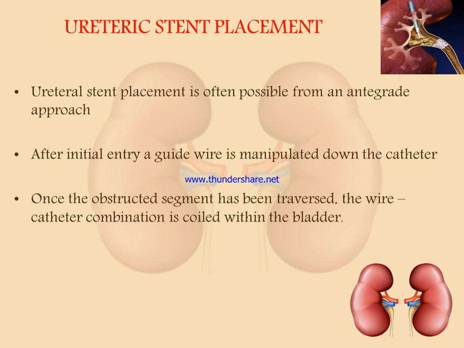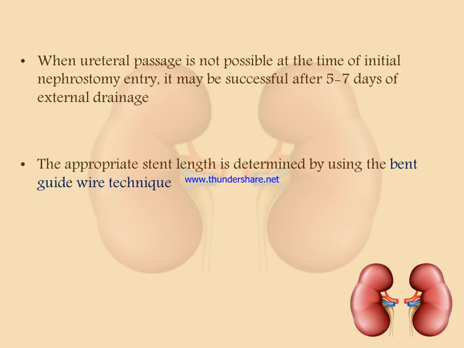Ureteric stent placement is often possible through an antegrade approach. After initial entry, the guide wire is manipulated down the catheter. Once the obstructed segment has been traversed, the wire catheter combination is coiled within the bladder. When ureteral passage is not possible at the time of initial nephrostomy entry, it may be successful after 5 to 7 days of external drainage.